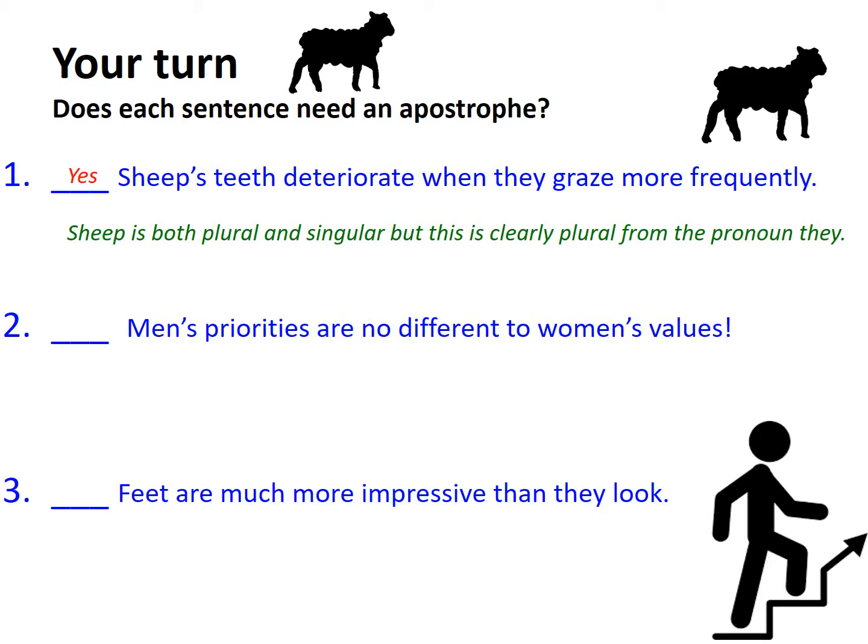Next up, men's priorities are no different to women's values. We can tell from the exclamation mark this person is incredibly passionate about what they're saying. But we can also tell that we're referring to both men and women, so more than one of each gender. So the possession is key here. The priorities belong to the men, the values belong to the women, and in accordance with that, we have an apostrophe and an S to simplify this process. So this is also correct to have both apostrophes for men and women respectively.